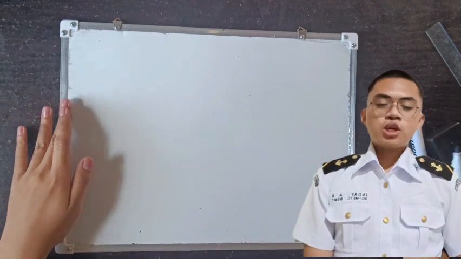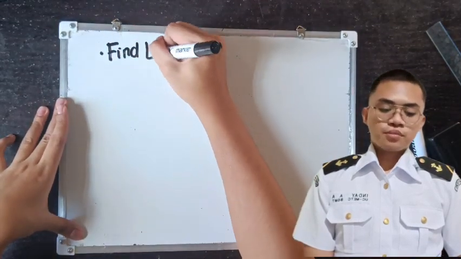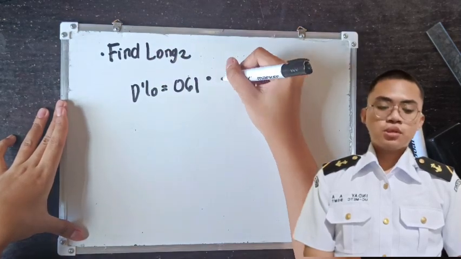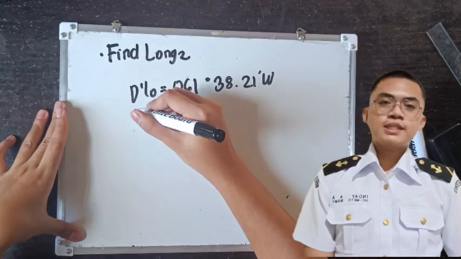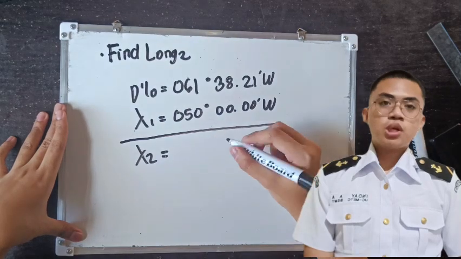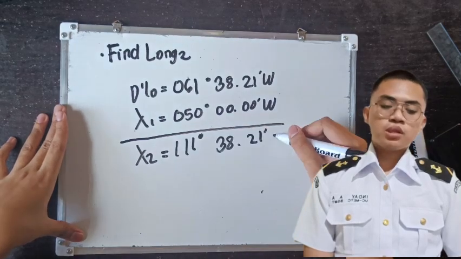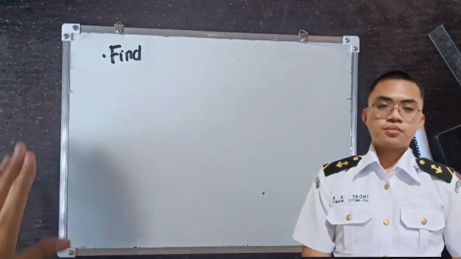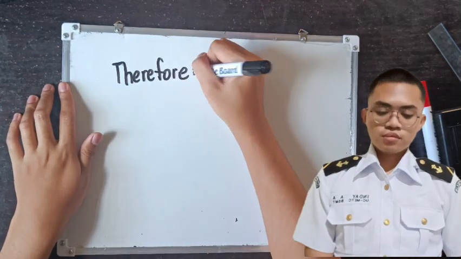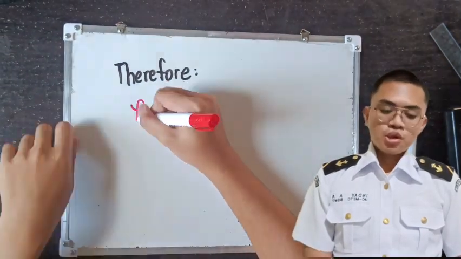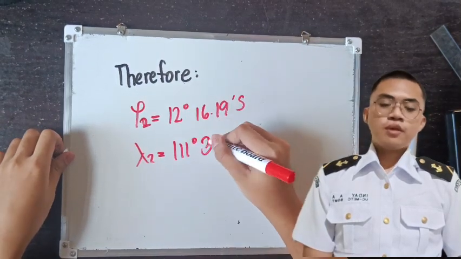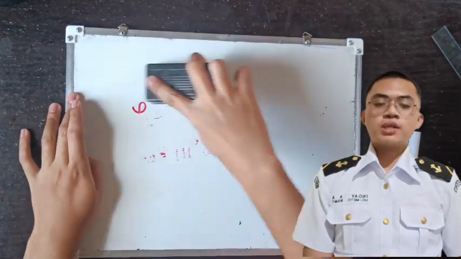Now, we can obtain the longitude of arrival by adding the DLO to the longitude of departure. We have 61 degrees 38.21 minutes west plus 50 degrees west, which gives 111 degrees 38.21 minutes west. Therefore, the arrival position will be 12 degrees 16.19 minutes south and 111 degrees 38.21 minutes west.